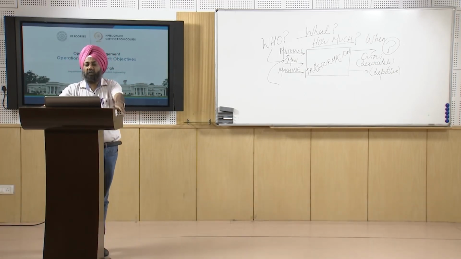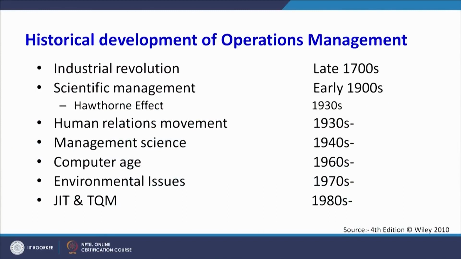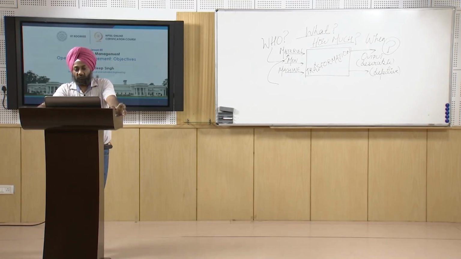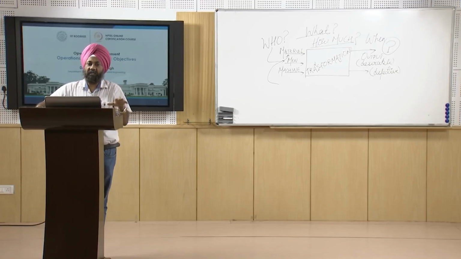So this is the historical development. I leave this session here with this historical development. We can see that the industrial revolution was in the late 70s, and then JIT and TQM were developed in the 1980s, and supply chain management research and activity started somewhere in the 1990s, and finally electronic commerce was the latest trend in 2000.